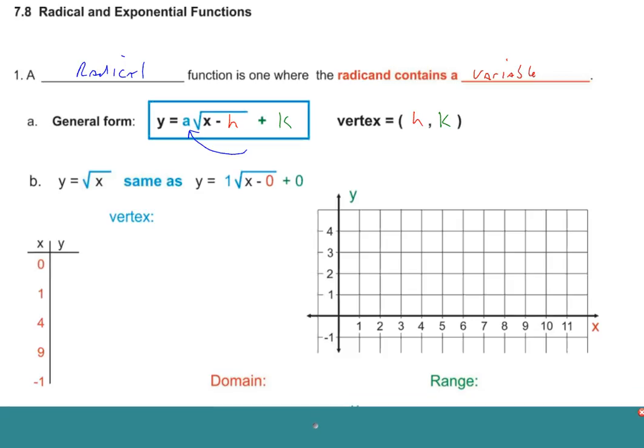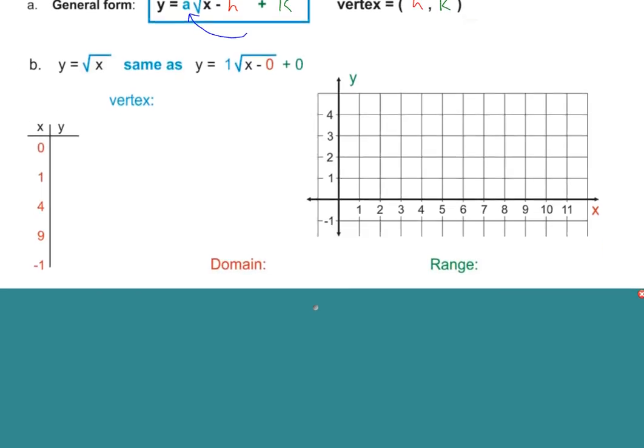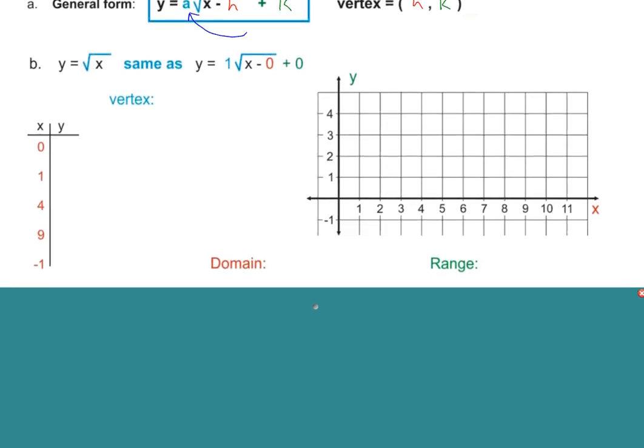All right, so first one. We got y equals just the square root of x. Very, very basic. Hopefully you realize this is the exact same thing as if we would have said y equals 1 times the square root of x minus 0 plus 0. Agreed? So what are the coordinates of the vertex? 0, 0.